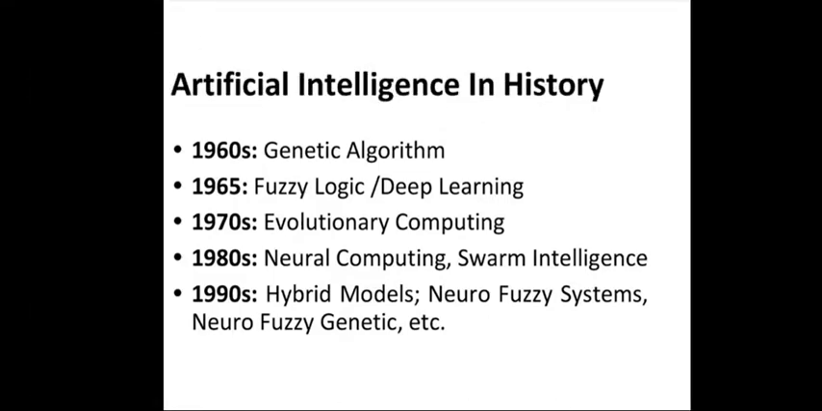In the 1960s, evolutionary computing was proposed, and various algorithms of evolutionary computing were proposed. The 1990s witnessed neural computing and swarm intelligence. In the 1990s, hybrid models like neurofuzzy systems and fuzzy genetic algorithms were proposed. In a nutshell, fuzzy, neuro and genetic approaches were used together to better model performance, and then the studies began.